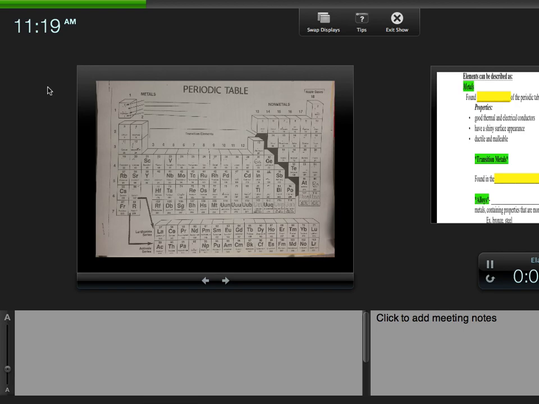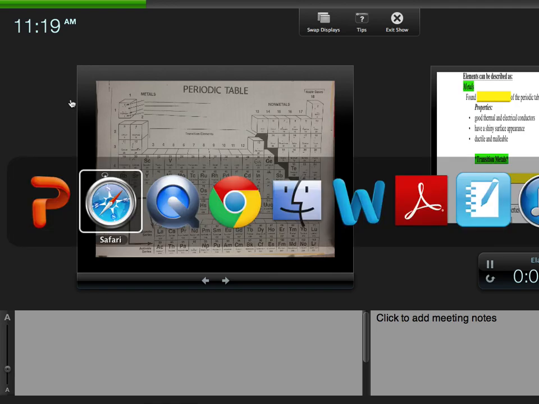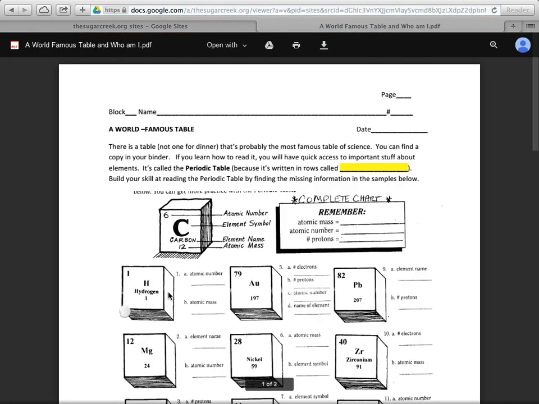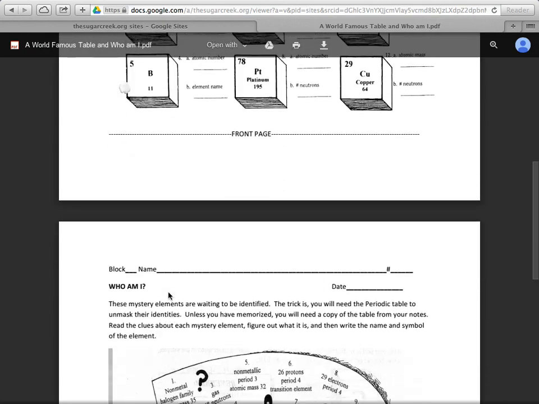Your homework is the one that says, who am I in a world? It's not the time to talk. If you look up here, you see the homework says the world famous table, who am I? We had a lot of moving and talking. Come back and sit down. It says a world famous table, who am I, because on the back it has the who am I portion.